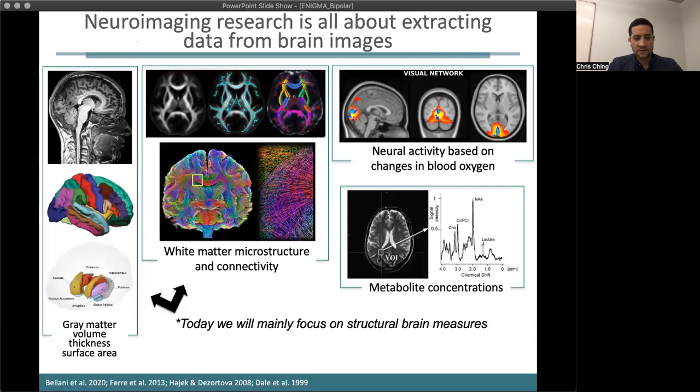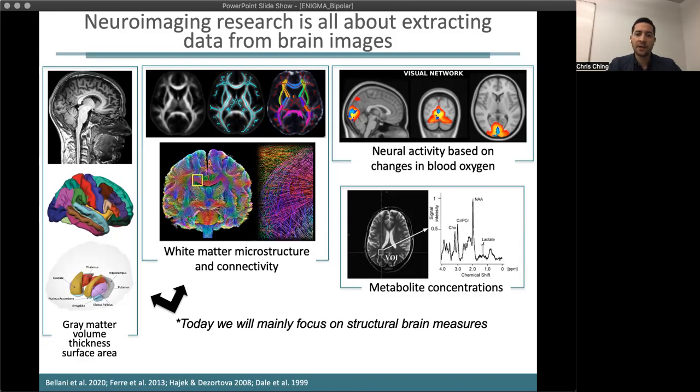Now, neuroimaging researchers over the past several decades have been developing a wide range of tools to extract brain measures from these different MRI images. So on the left, we see some methods to extract gray matter volume, thickness, and surface area measures across different brain regions. Second to left, we have a set of techniques to extract white matter microstructure and connectivity measures between brain regions.